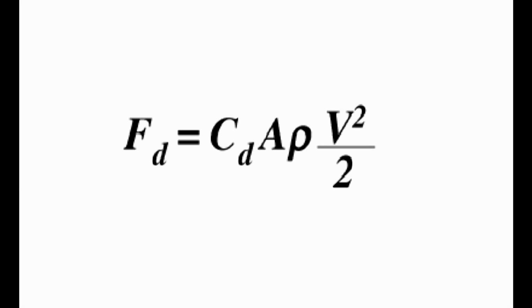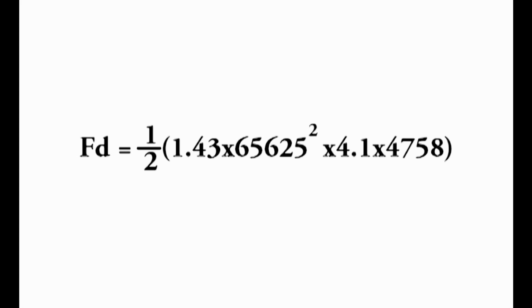This equation measures how much drag there is on a certain object. The P equals the density of air, the V is velocity, the A is area, and the CD is the drag coefficient. The drag coefficient is different for every object. For a space shuttle, it's 4.1. For a person, it's 1.3. Once you do the calculation, you get this giant number.